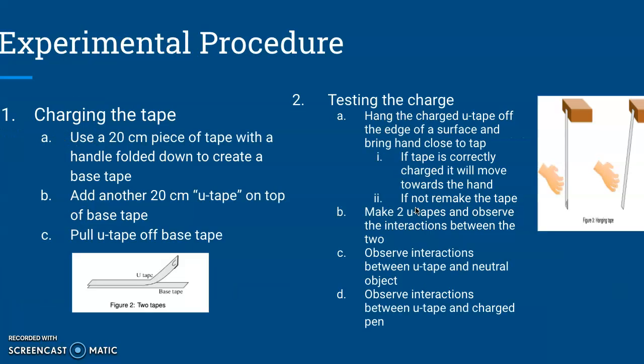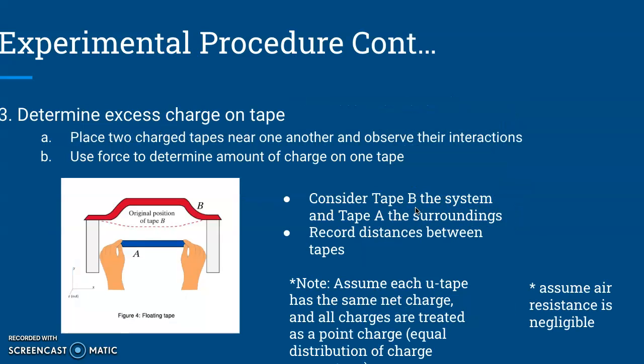A quick overview of the experimental procedure we used in Lab 1. The first part of this procedure dealt with charging the tapes, while the second part dealt with testing the charge on these two objects by bringing a hand close to it, then a pen, as well as a neutral object. The last part of this procedure was determining excess charge on a tape by placing two charged tapes near one another and observing their interactions in water. We used the force to determine the amount of charge on one tape. Note, we assume each U-tape has the same net charge and that all charges are treated as a point charge in this lab, with an equal distribution of charge across the tape. We also assume that air resistance is negligible.